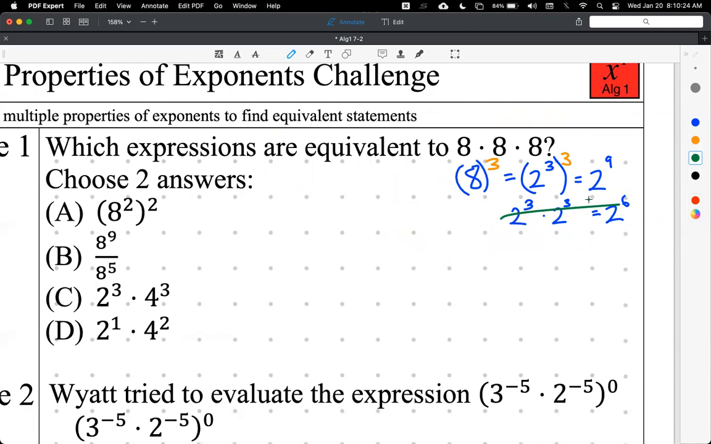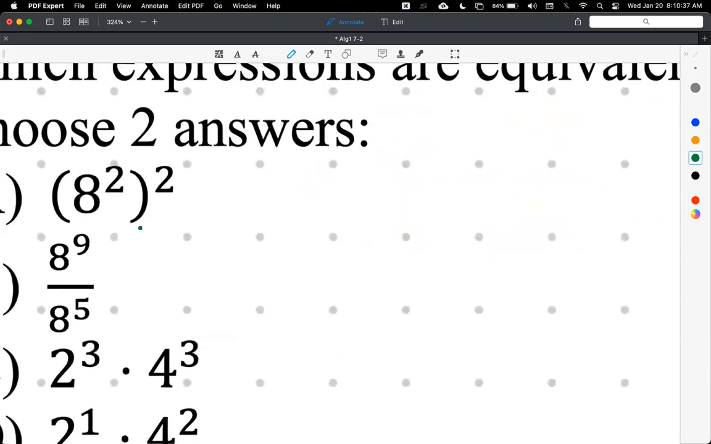Here we go. Let's look at A. A says 8 to the power of 2 to the power of 2. Okay, first of all, I see a property of exponents that I can use. I see a power to a power. What should this be rewritten as with a base of 8?